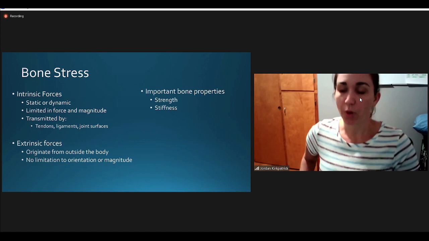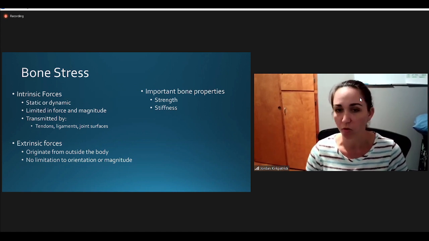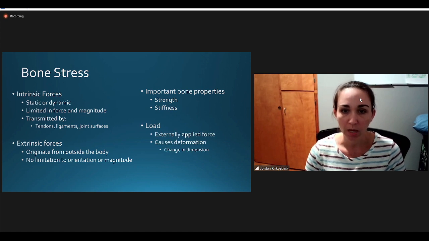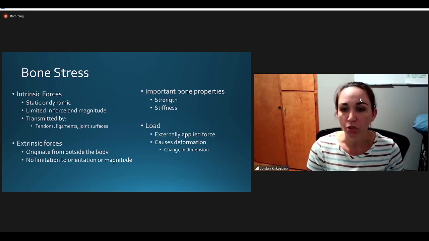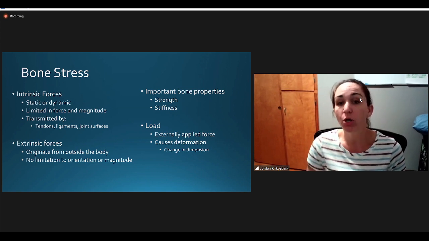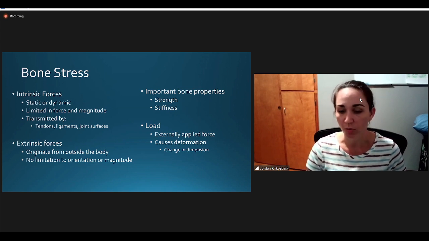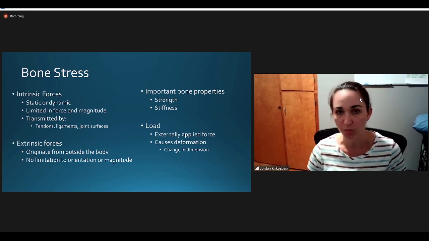Important properties of bone that we'll talk about are strength and stiffness, because all those play a role in fracture development. And then load, which is the externally applied force, which causes deformation in the bone and a change in dimension. And we load our bones constantly. Every time you move, you're loading your bone in some way. When you walk, there's load that's placed. When you run, there's load that's placed.